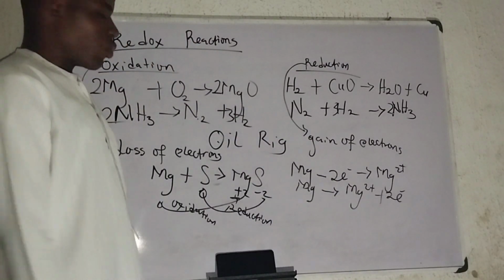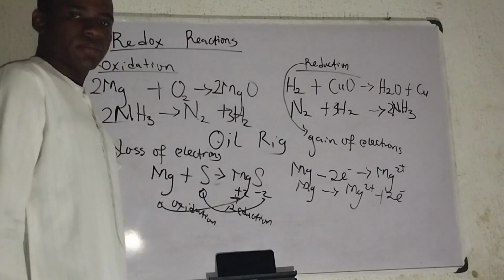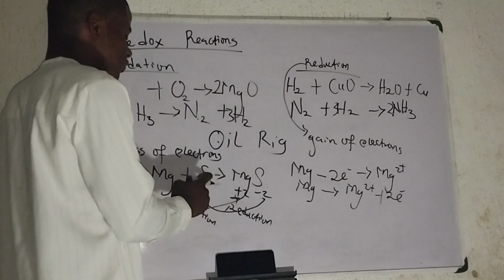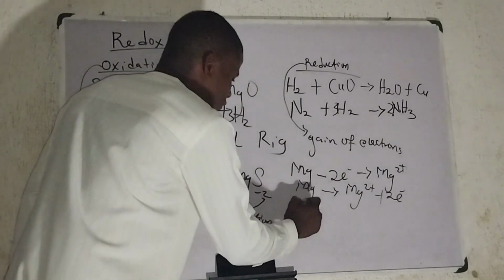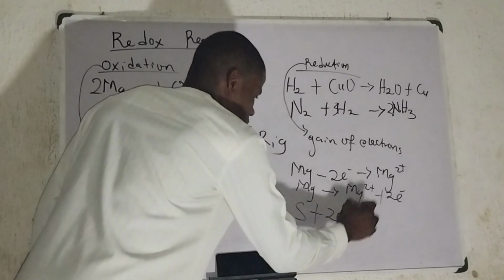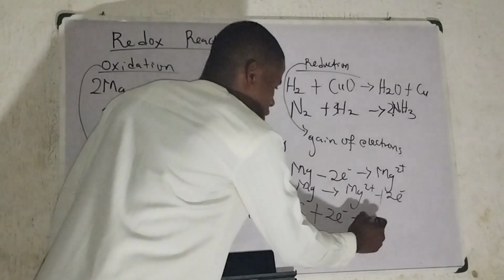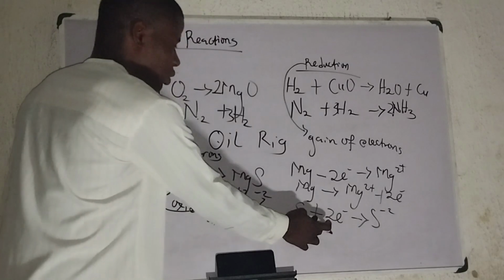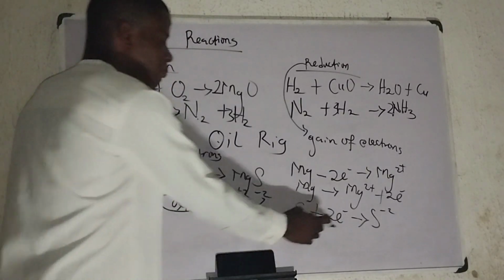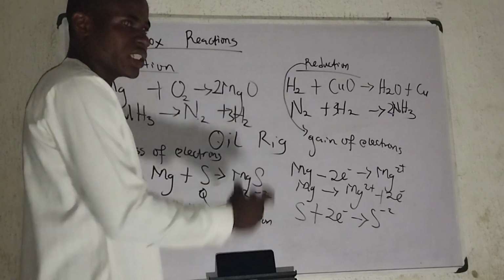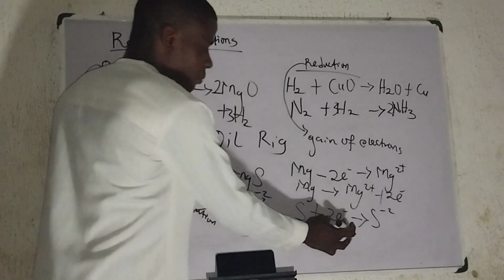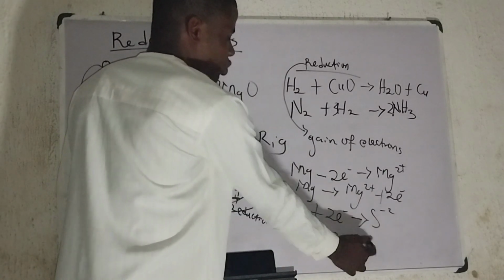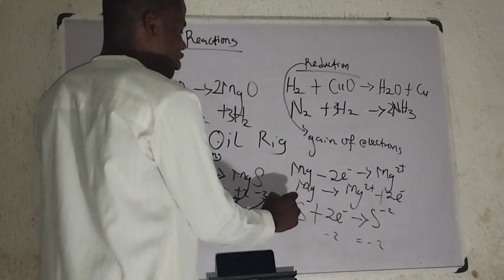Now, what of the reduction half equation? Which one is undergoing reduction? It is sulfur. Sulfur is undergoing reduction because its oxidation number decreased from 0 to -2. It means that sulfur gained 2 electrons to form sulfide ion. Sulfur gained 2 electrons to form sulfide ion. Now, if you balance the equation by checking the charges: 2 times minus 1 gives minus 2, and the charge here is minus 2. So minus 2 equals minus 2. This is the reduction half equation.